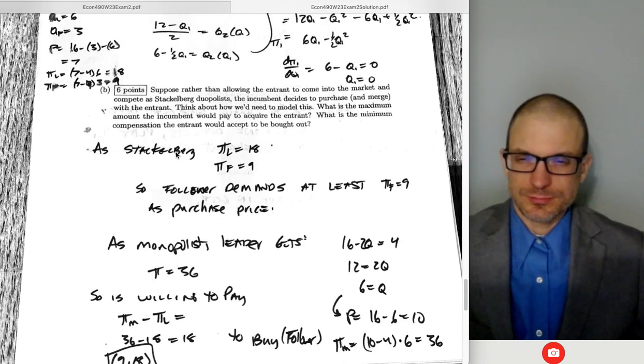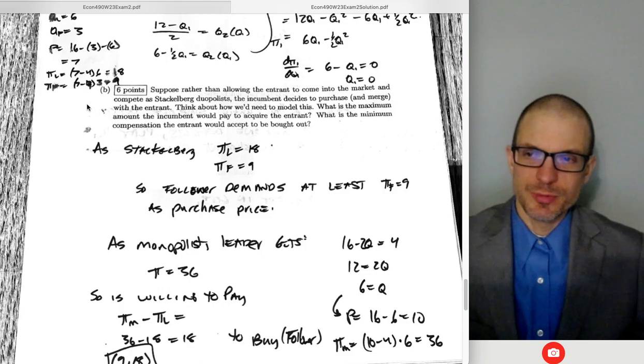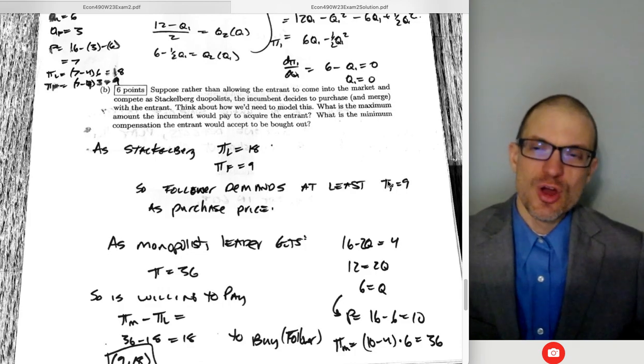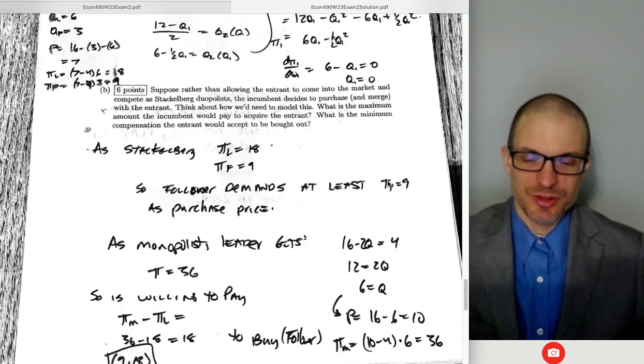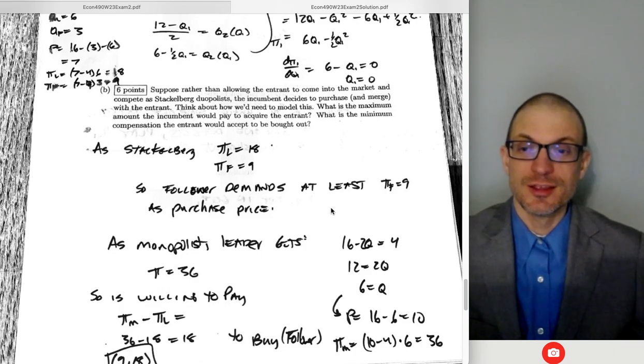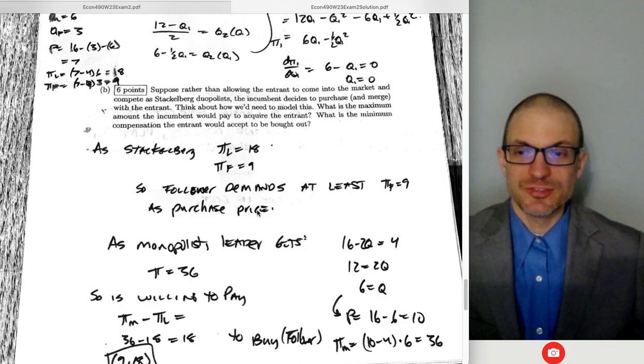So what I want to do is determine what the profits are when we're playing Stackelberg. Well, our Stackelberg profits for the leader are 18, for the follower it's 9. So the follower is going to demand at least a payment of 9 as the purchase price, right? Because they're going to say, if I know for sure I'm going to get 9, why would I agree to sell for anything less than 9? I'll just be a Stackelberg follower and I'll get 9. So the follower is going to demand at least 9.